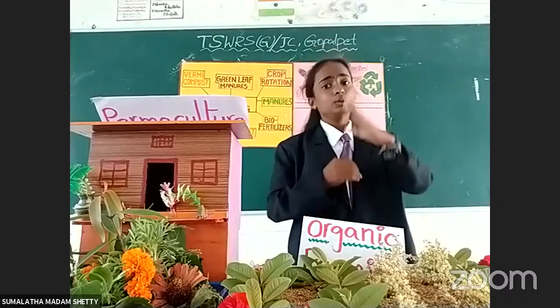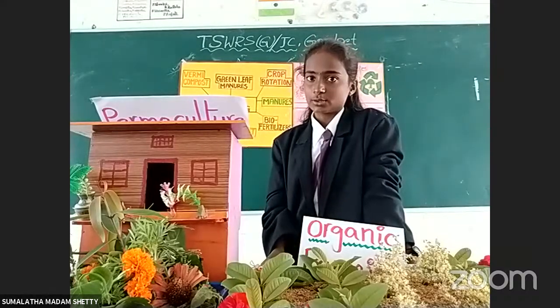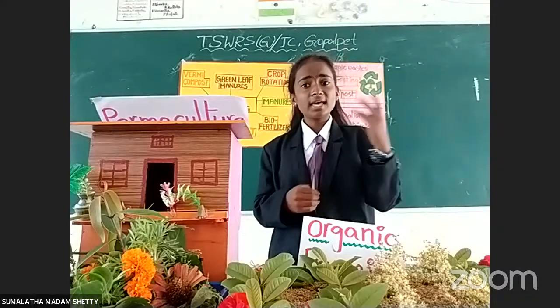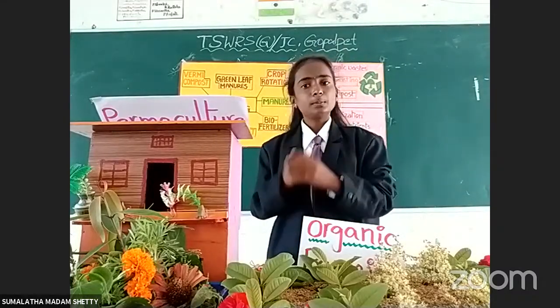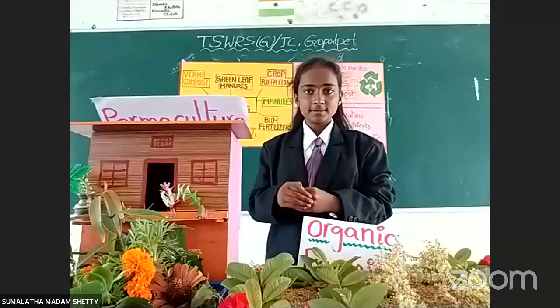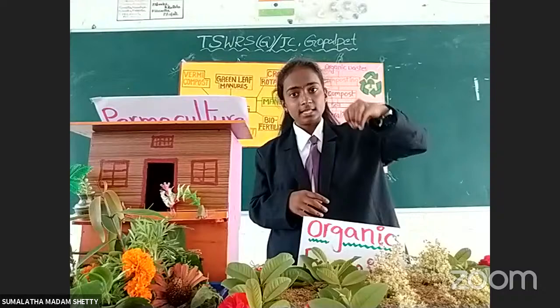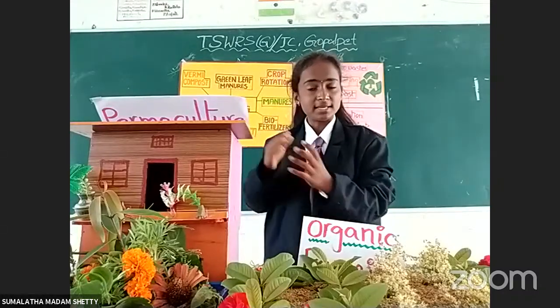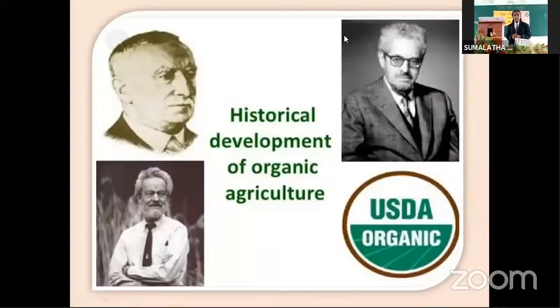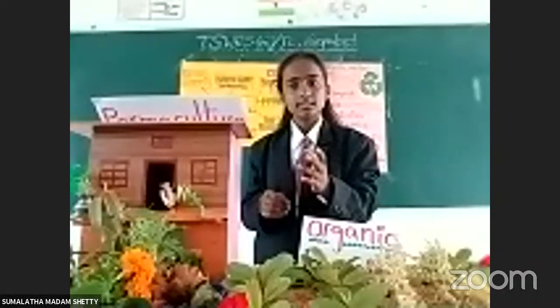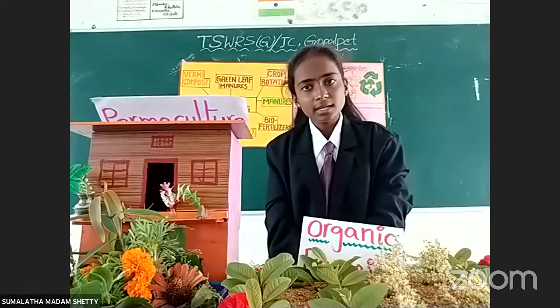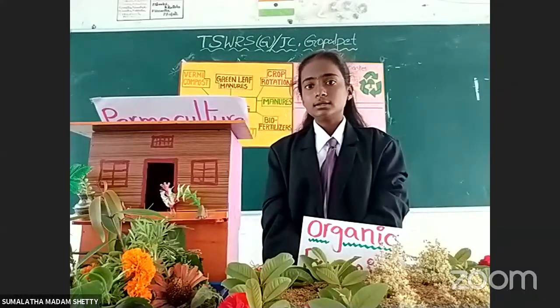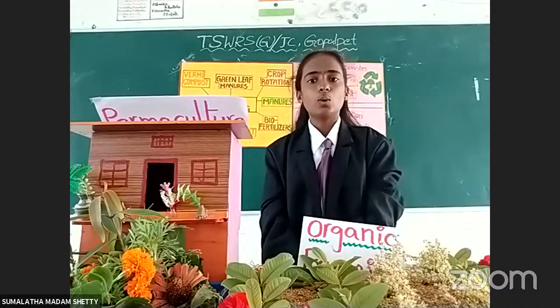Next, we know about the history of agriculture. Who developed it and where? The concept of organic farming was developed in the 1900s by Sir Albert Howard, F.H. King, Rudolf Steiner and other scientists who believed in the use of animal manure. Albert Howard was working in India.